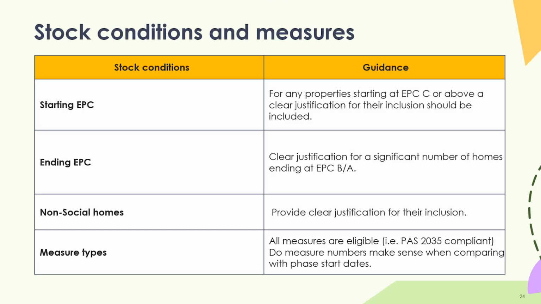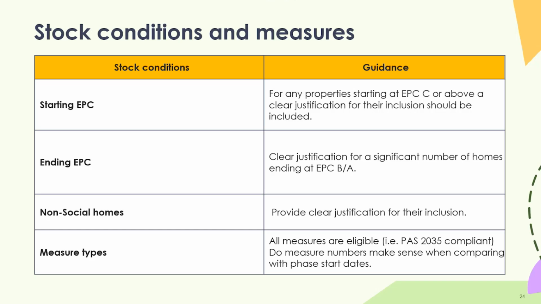For instance, we're aware that we have breached this, but it will come under by project close because this is a one-off project that has a large number of non-social homes. Ending EPC, again, make sure you're providing clear justification. It's not as clear that you need to provide justification within the phase application process. Just make sure you include it in the justification box where you'd also talk about the EPC C properties or the non-social home properties. We just do need to see justification.